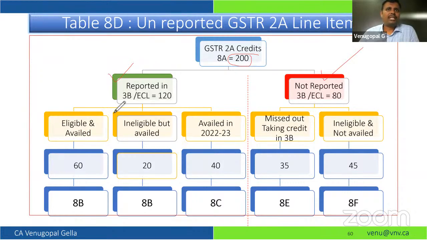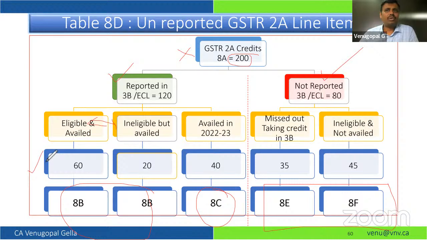If you have reported in 3B, whether eligible or ineligible, it doesn't matter. If you have reported in this year, you take it to 8B. If you have reported in next year, take it to 8C. If you have not reported it, then take why you have not reported, ineligible or you missed out, take it to 8E and 8F.